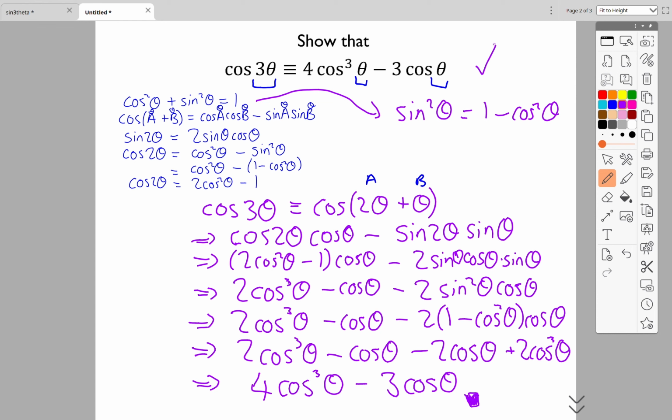And so if you were required to express cos 3 theta in terms of single cos thetas, we do it this way. So it's nice because you're using double angles, compound angles, and that cos squared plus sine squared theta equals 1.